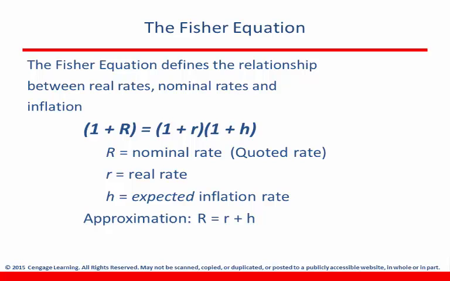Now, what I just described is the approximate equation. Okay, the real Fisher equation is (1 + R) equals (1 + r) times (1 + h), each in parentheses. Make sure you notice there is no addition sign between (1 + r) and (1 + h). Okay, that is a product right there, right? They're being multiplied. That's probably the most common mistake I see when folks go to use the real Fisher equation, simply because they have looked at the approximate equation and gotten used to that addition sign between the real rate and the inflation rate.